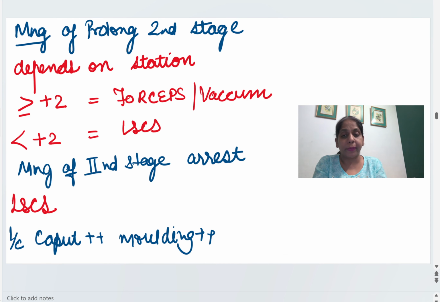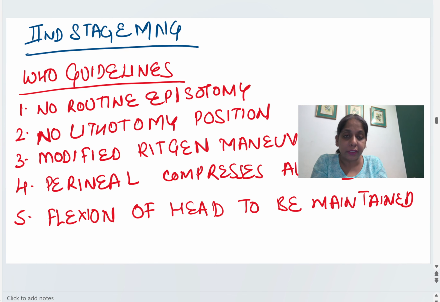Okay, now let us see management of prolonged second stage. I already told you it depends on station. If the station is less than +2, then we are going to do cesarean. And if there is caput and molding also, then there are high chances that fetal distress will be there, and we will do cesarean.